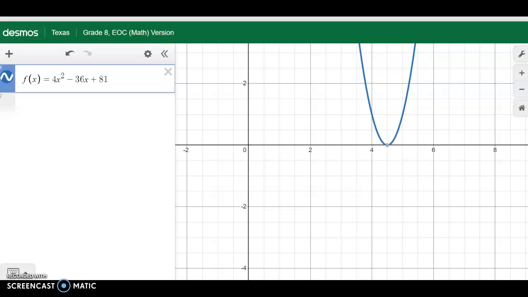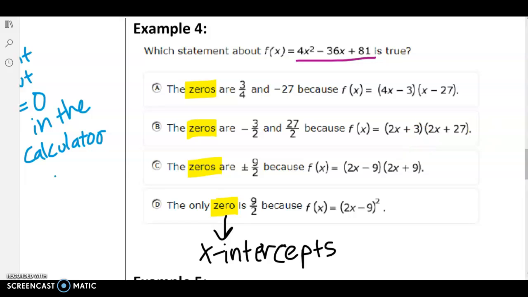Okay, so please note on this particular problem, there is only one x-intercept. It touches the x-axis only one time. So seeing that, if I go back to my problem, there's only one on here that says there's only one solution. You can see that this one has two solutions. This one has two solutions. This one actually also has two solutions because this is saying positive 9/2 and negative 9/2. Whereas this one, the last one, D, only has one solution, so it must be my answer, 9/2.